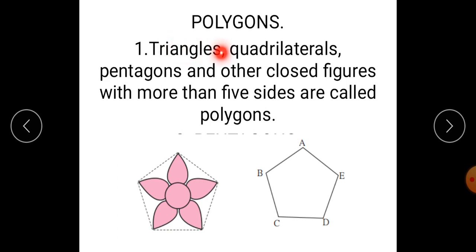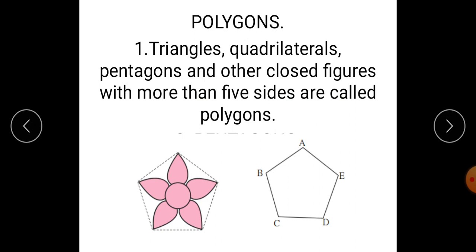Triangles, quadrilaterals, pentagons, and other closed figures with more than five sides are called polygons. I repeat, triangles, quadrilaterals, pentagons, and other closed figures with more than five sides are called polygons.